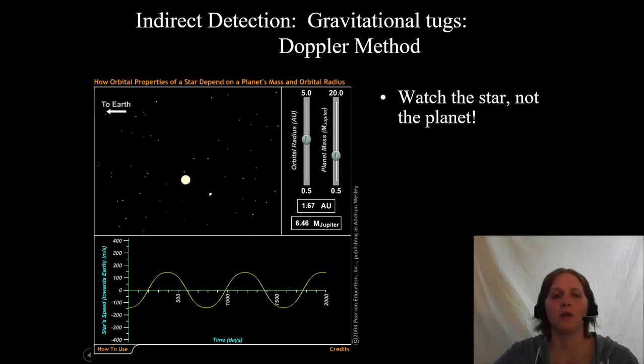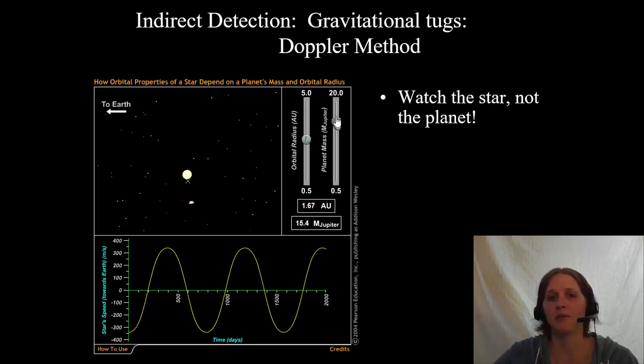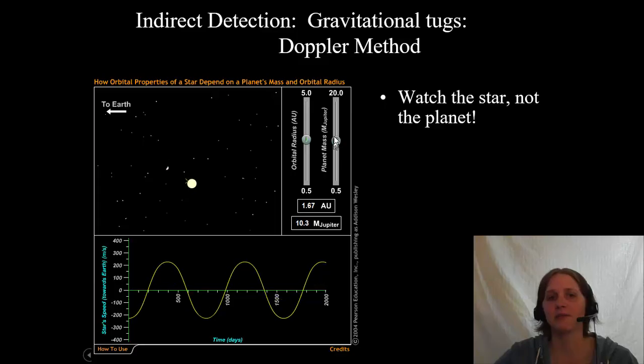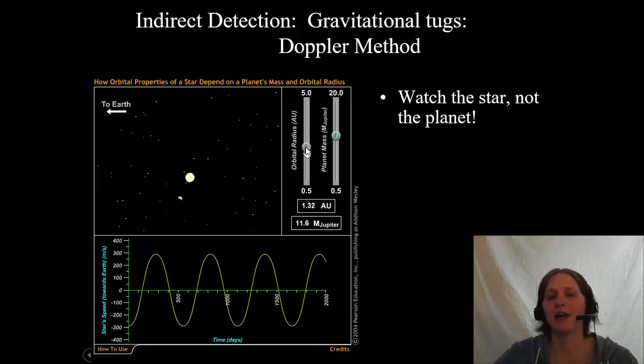Right. When you use this Doppler method, you can determine the mass of the planet based on the amount of Doppler effect, but you can also determine the orbital radius based on how long it takes to orbit. Right? What you can't determine is the density of the planet. You can't determine if the planet has an atmosphere. Right? You can't determine a lot of stuff. You can just do size and distance.